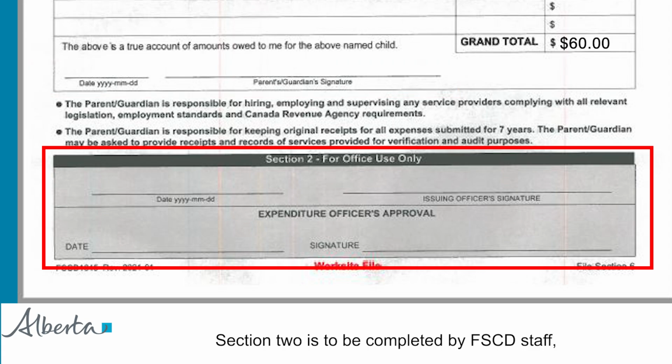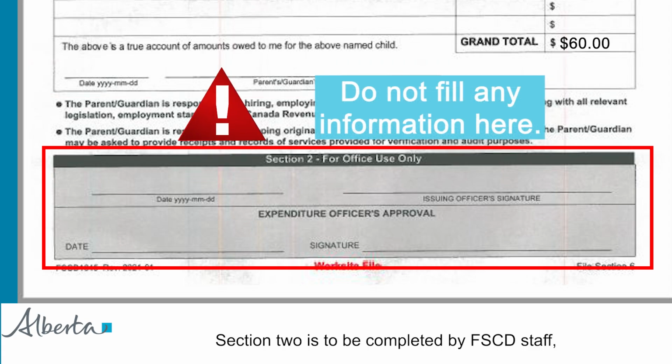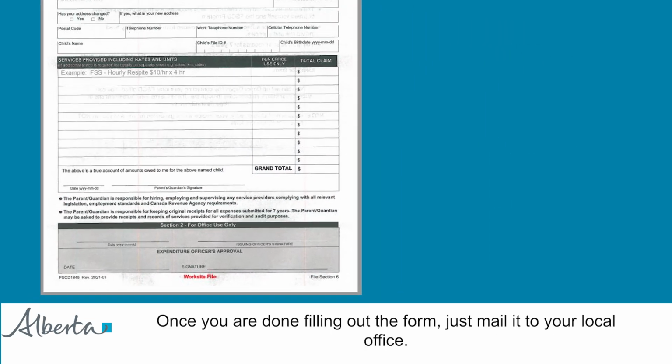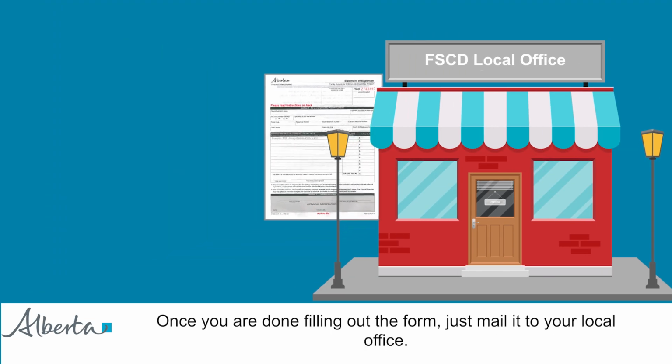Section 2. Section 2 is to be completed by FSCD staff, so you must not enter any information in this section. Once you are done filling out the form, just mail it to your local office.